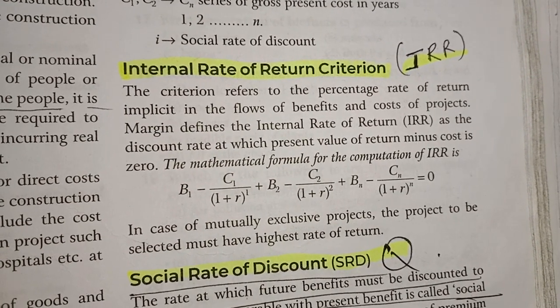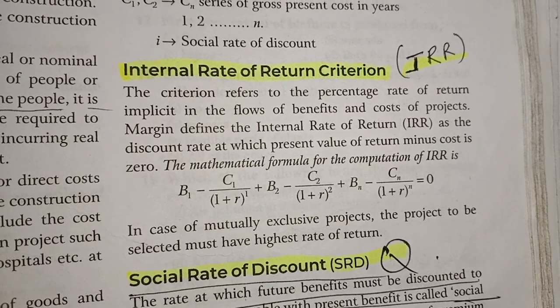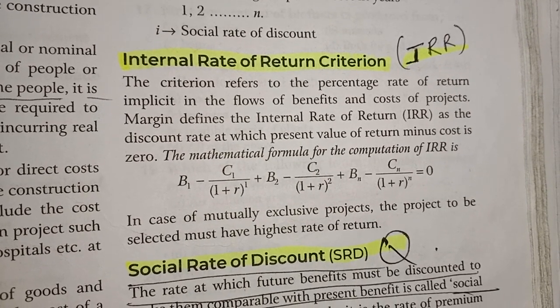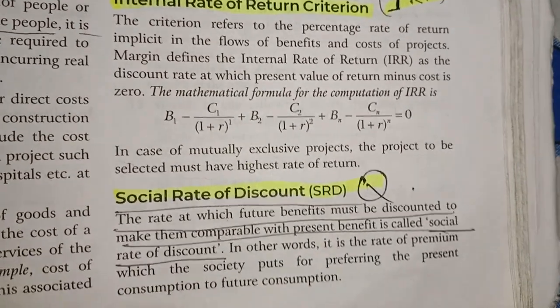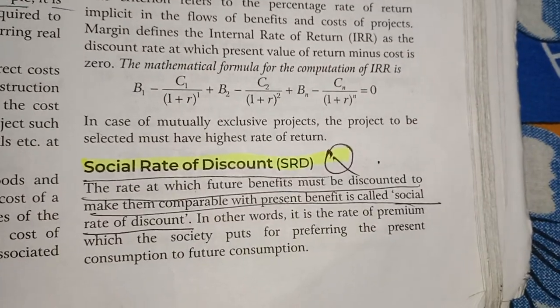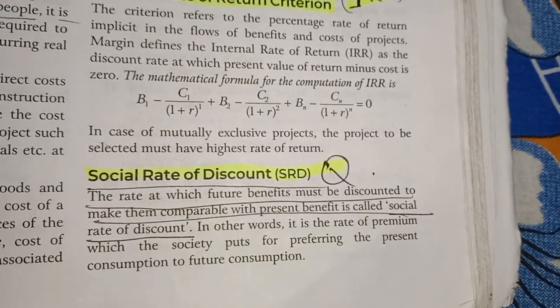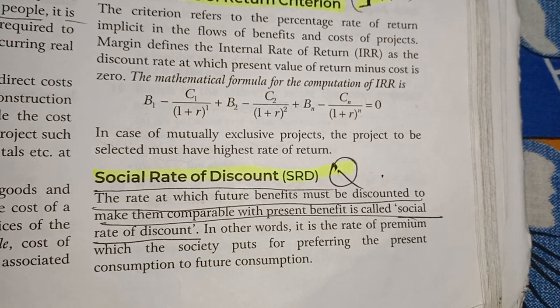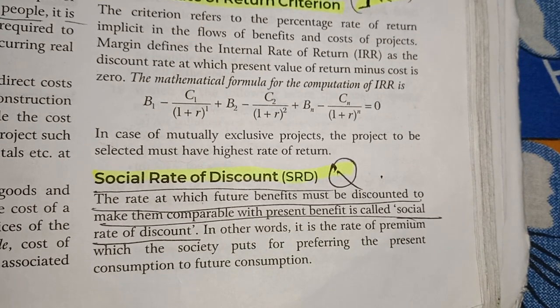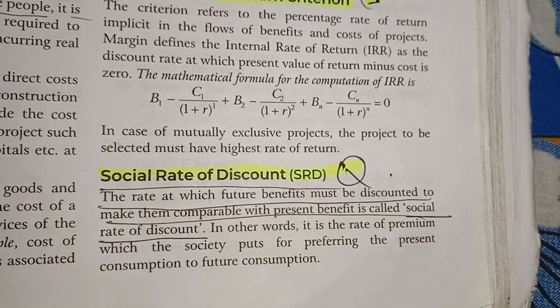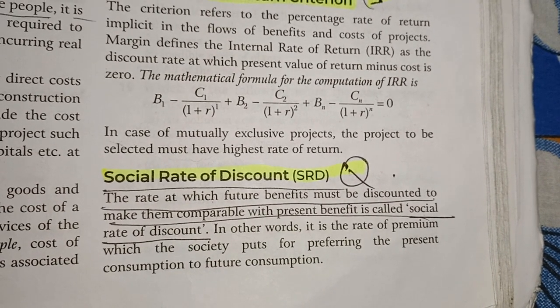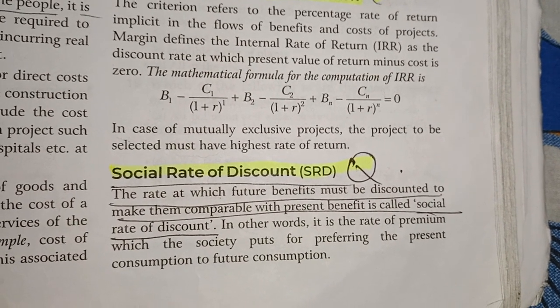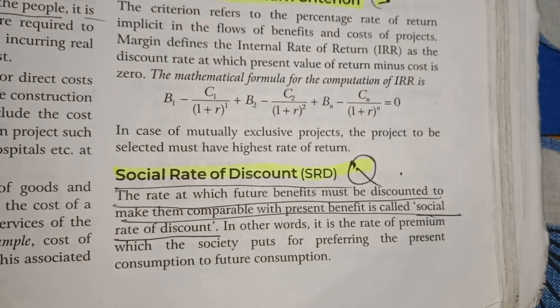In case of mutually exclusive projects, the project to be selected must have the highest rate of return. Social rate of discount, SRD. The rate at which future benefits must be discounted to make them comparable with present benefit is called the social rate of discount. In other words, it is the rate of premium which the society puts for preferring the present consumption to future consumption.